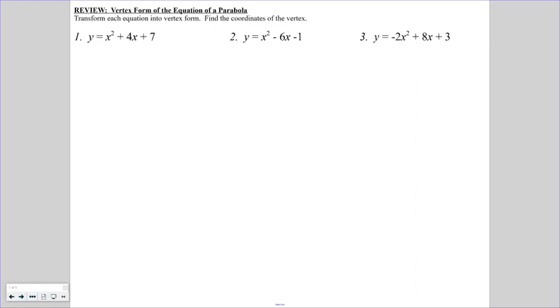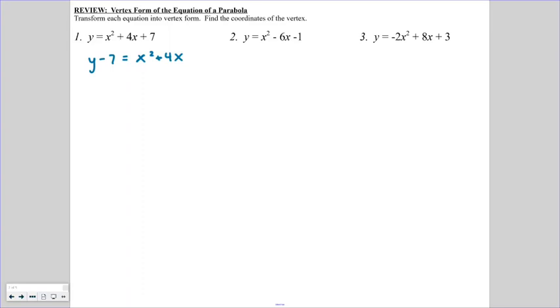So in the case of number 1 here, to get it into vertex form, we're going to move everything with an x to one side, everything without an x to the other. So I'm going to subtract 7 from both sides. And then I'm just going to check to make sure that the coefficient of x squared is 1. In this case it is, so we're good to go. If it wasn't 1, we would need to factor out whatever coefficient that was before we start completing the square.